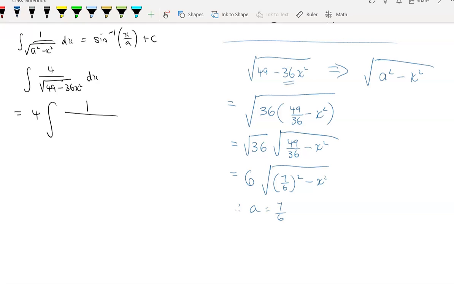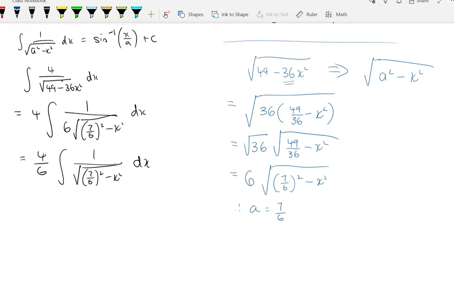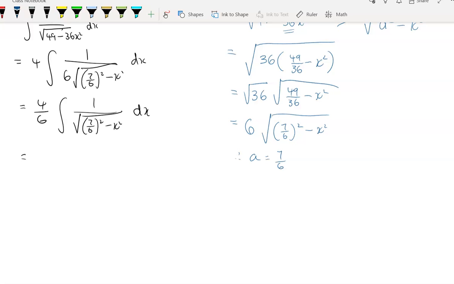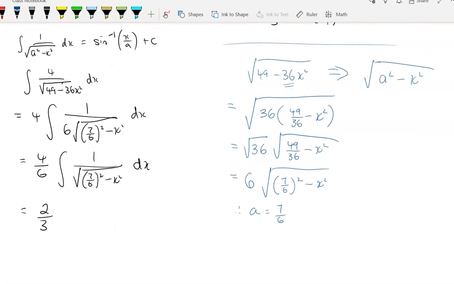So we come back over here now, and we say, right, well, we've already simplified that using our working over yonder. So we've got 7 on 6 squared minus x squared. So now we're going to take out our 6. I'll simplify that shortly. 1 over square root of 7 on 6 squared minus x squared dx. Sorry about that. Okay. And so 4 over 6 is 2/3. We are now in the form that we want.